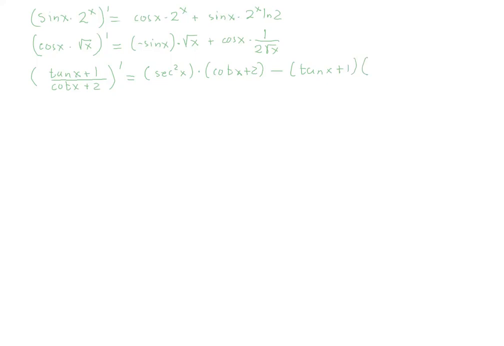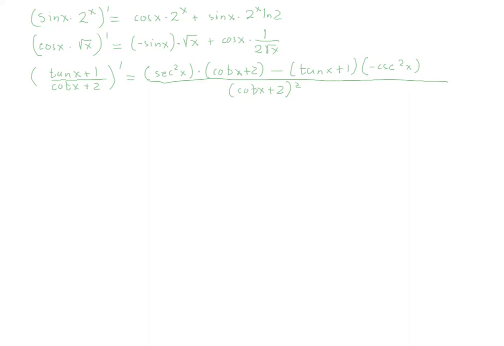The derivative of 2 is 0. So that would be minus cosecant square of x divided by the denominator squared. So as you can see, this is the quotient rule applied to the numerator and denominator. The numerator and the denominator involve trigonometric functions, and we can apply the rules that we know.